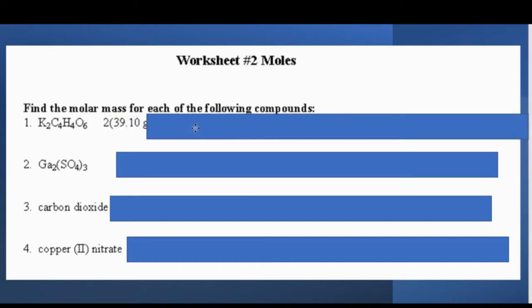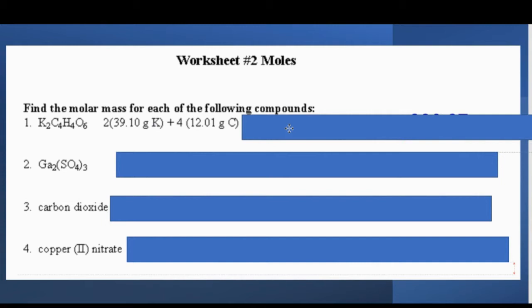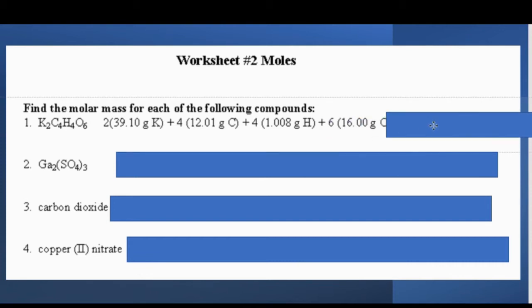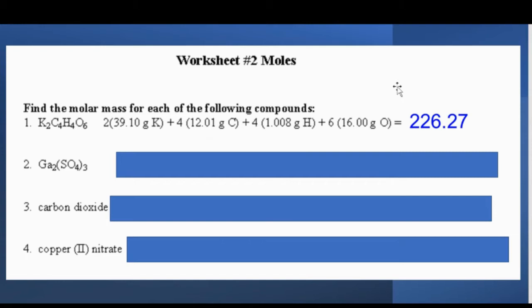So I find potassium. I'm multiplying it by 2 because there's 2 of them. We find carbon. We multiply it by 4 because there's 4 of them. We find hydrogen, and we find oxygen. We're multiplying these by the amount there, and we add them all together, and then we have the molar mass of the compound. It's not too terrible. You just have to be careful, right? Okay, let's look at number 2.